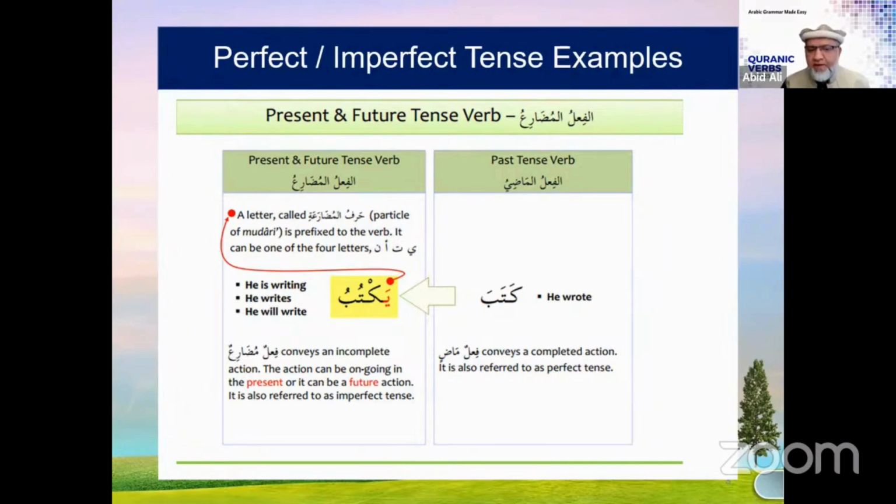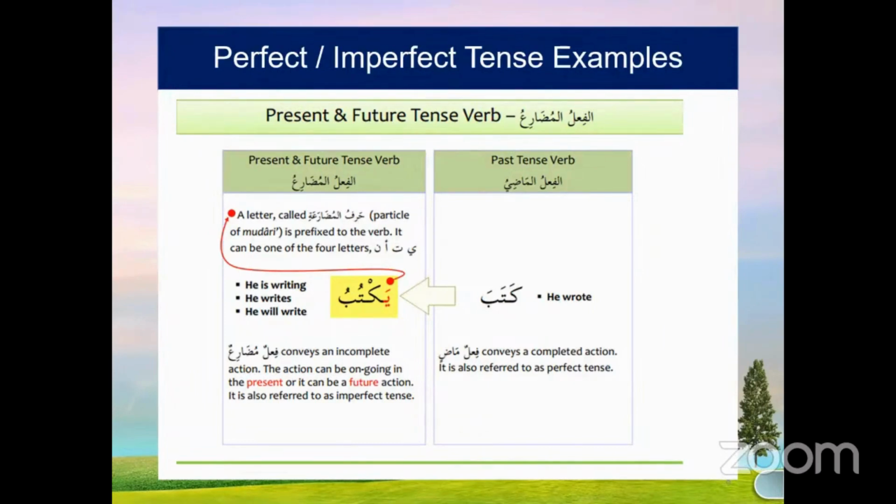And inshallah, as we delve more into it, when we start making verbal sentences with mudare, you will start to get the gist of it, whether it is present or future. Okay, good.